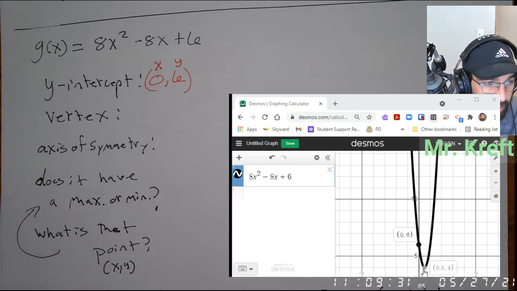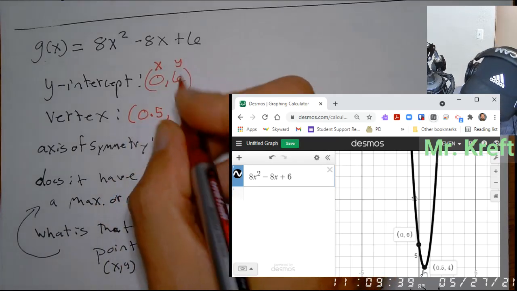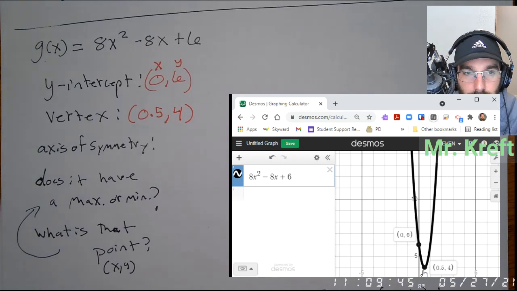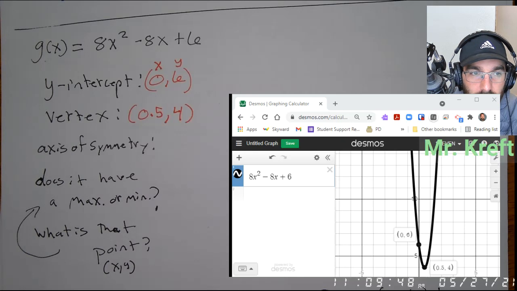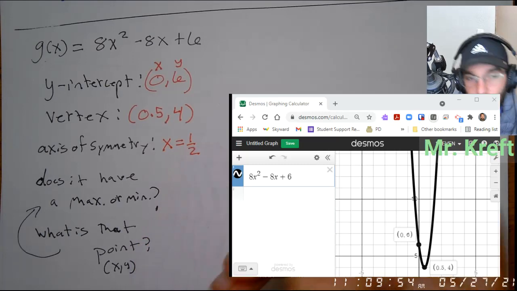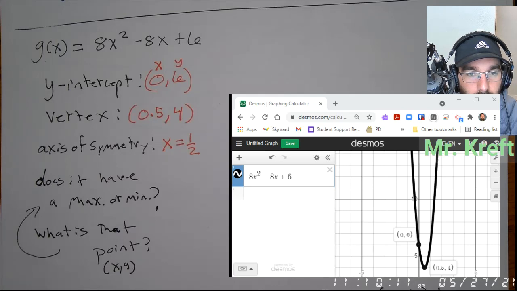All right, the vertex. That's another place we're going to have to click, and that's going to be down here. On my calculator, the vertex is 0.5 and 4, right? 0.5 is the same as 1/2. So if you wrote 1/2, that's perfect. That's great. So the axis of symmetry, I'm going to write it both ways because both ways are perfectly fine. Your axis of symmetry is x equals. And yes, you have to have x equals. If you just wrote a half, that's not correct because the axis of symmetry is a line. So it has to be x equals.